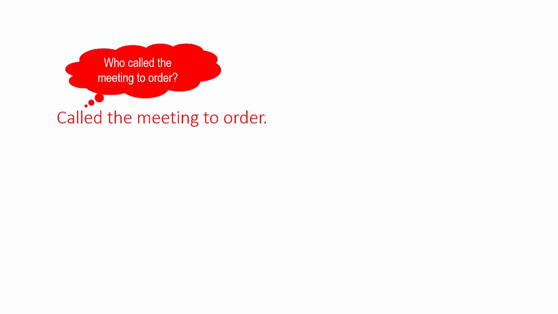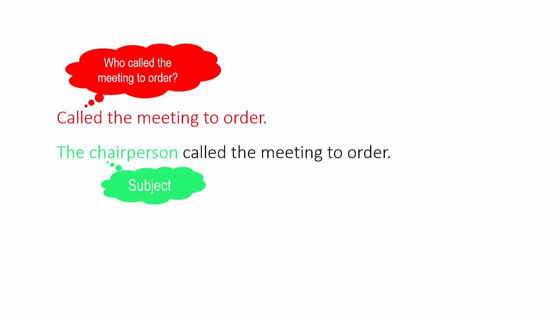And another way to repair fragments is to add a subject or verb or both. This group of words leaves you thinking, who called the meeting to order? Adding the subject, the chairperson, repairs the sentence.